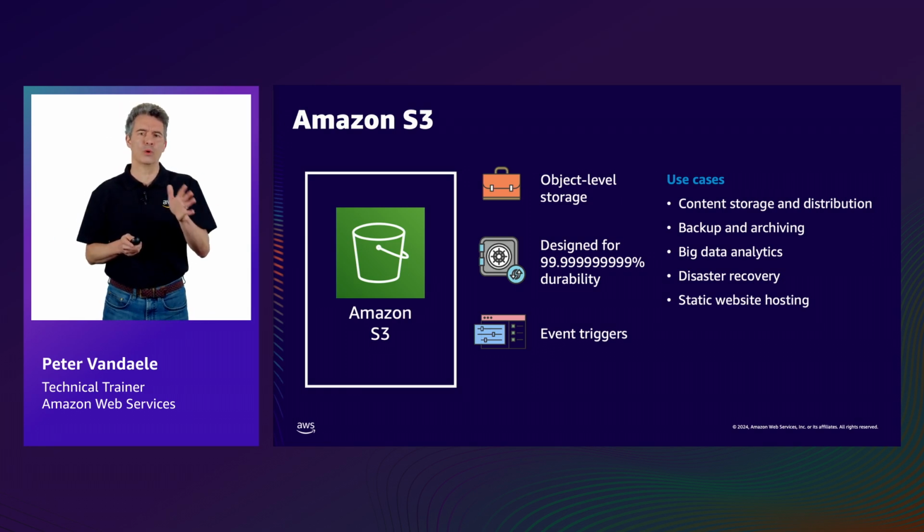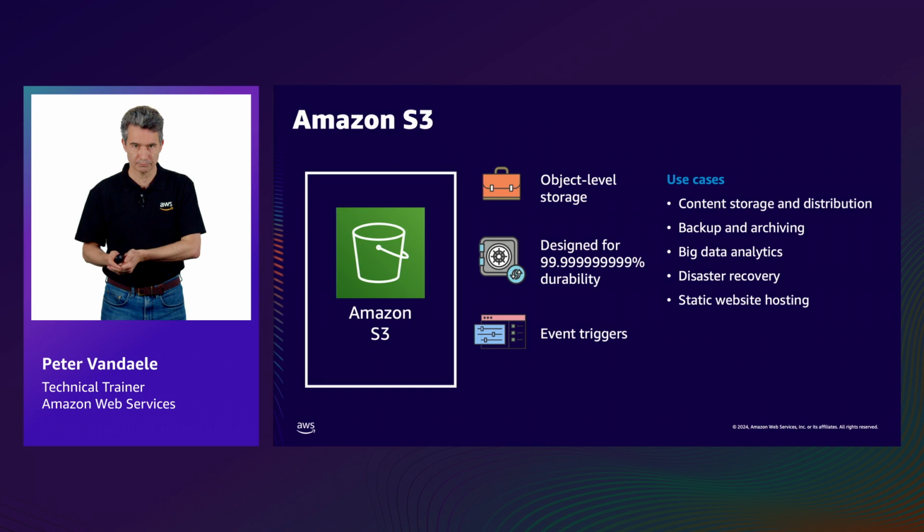S3 is designed for what we call 11 nines durability. Durability, by the way, is a measure of how likely you are to lose a file or object. For example, if you store 10 million objects with Amazon S3, you can, on average, expect to incur a loss of a single object once every 10,000 years. Now that's some extreme durability.